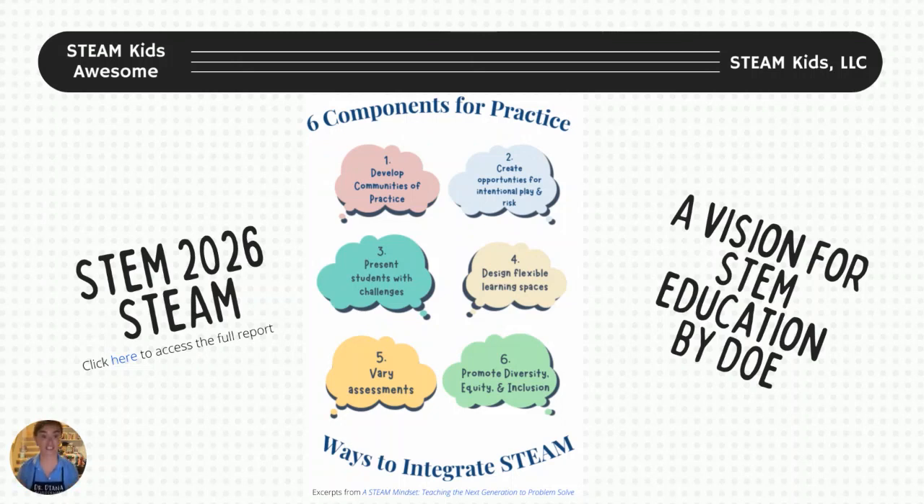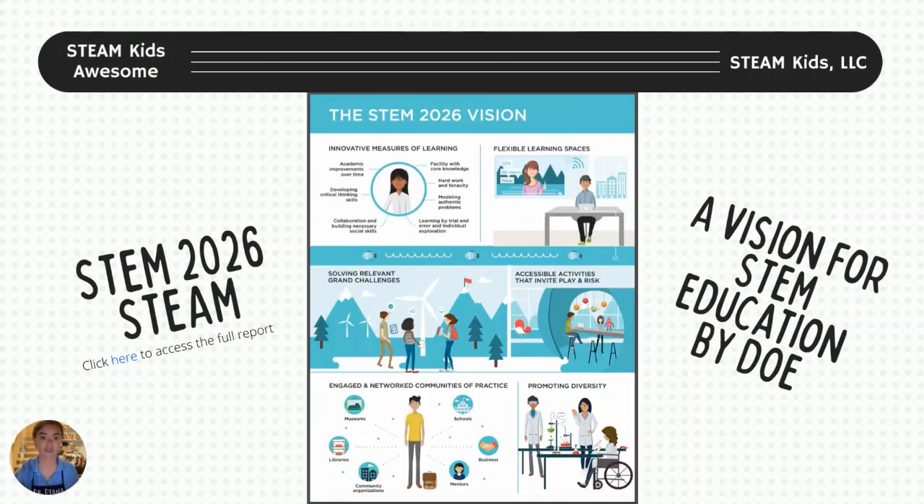So the Department of Education designed a report that said these 6 things should be included to make a great integration for STEM or STEAM in your school. So we want to develop a community of practice, have intentional risk and play, promote diversity, design flexible spaces, give our kids these challenges to solve, and work with networks of communities.